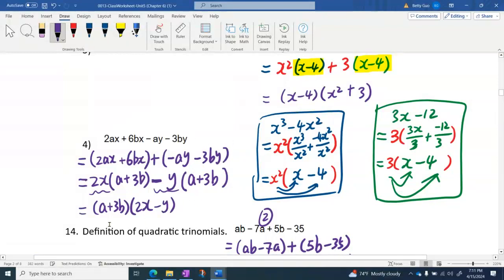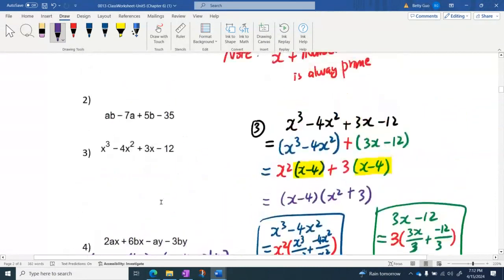By the way, guys, if you use the box method to multiply this out, you should have the original given polynomial. So you can double check by multiplying the two binomials, and you should have the original polynomial. If not, it means something went wrong. You have to fix it.